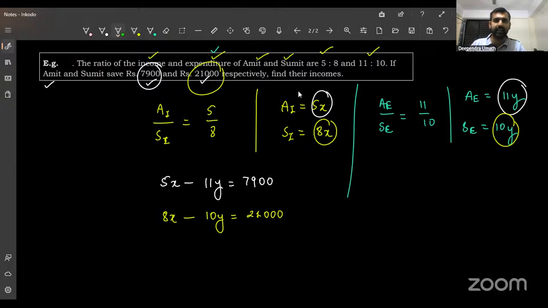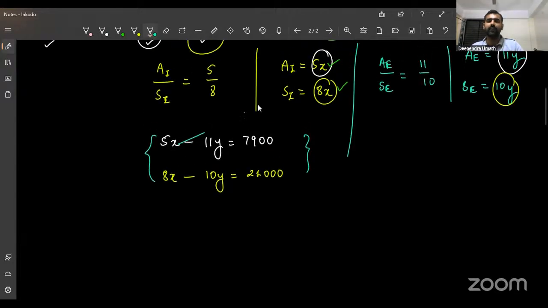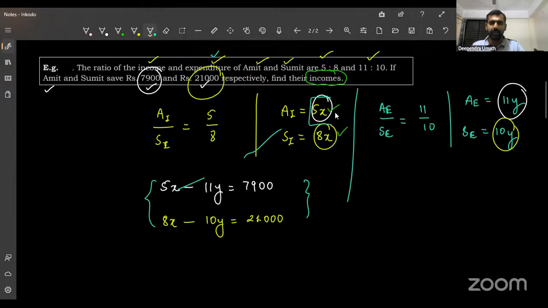What am I asked? I am asked to evaluate their final income. So to know the income, I need to know the x. So I'll try to get rid of y here. Now how do I eliminate y? Simply, you can use either the elimination method or the substitution method to get rid of y and finally evaluate x. Once you have evaluated x, you can simply multiply it by 5 to get the income of Amit, and multiply it by 8 to get the income of Sumit.